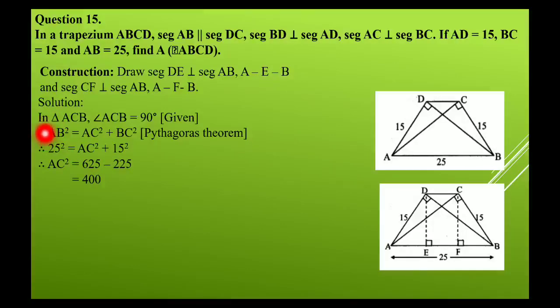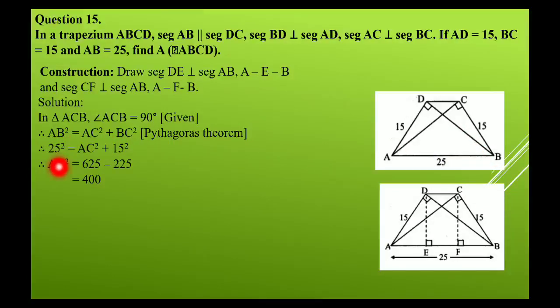Solution. In triangle ACB, where is triangle ACB? ACB. Angle ACB is equal to 90 degrees. Applying the Pythagoras theorem, AB square is equal to AC square plus BC square.